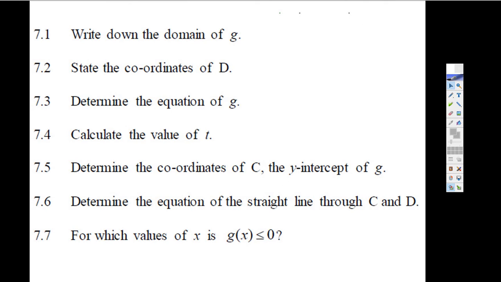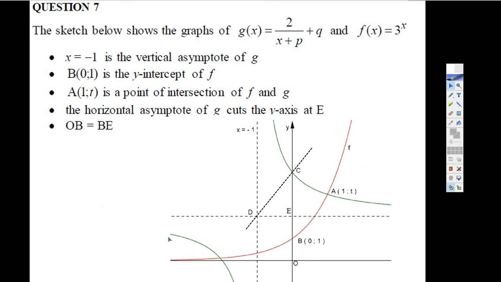Now, let's do the last question. For which values of x is g of x less than or equal to 0? So they're asking the question here, where does this hyperbola dip below the x-axis and go negative? But it looks like x must be less than negative 1 because it can't get to this negative 1 line down here. But we need to figure out what this value is here. We need to figure out the x-intercept of g.